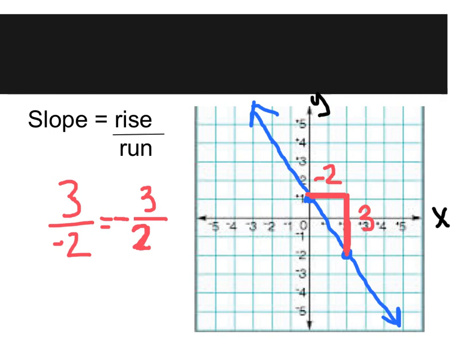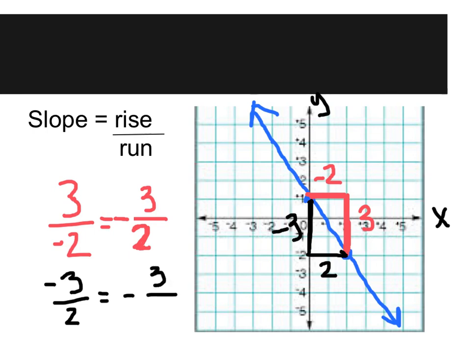It does not matter which point you start at. If we had started at 0, 1, we would have ended up going down 3. Going down on the graph is -3, and going to the right is +2. So we could have also said we went -3 and we ran 2, which is the same slope. Our slope is -3/2. So it doesn't matter which point you start at as long as you do your vertical change and then your horizontal change.